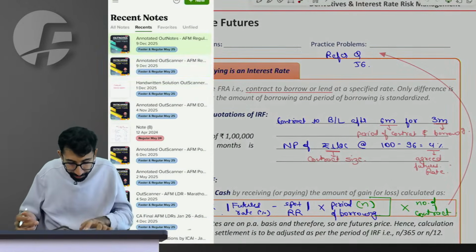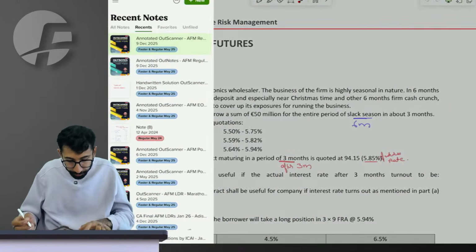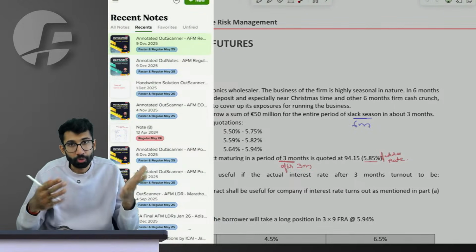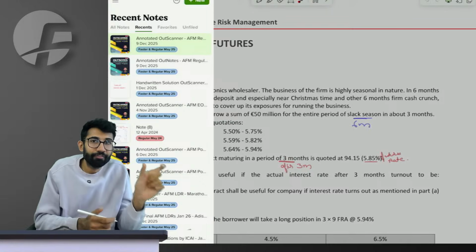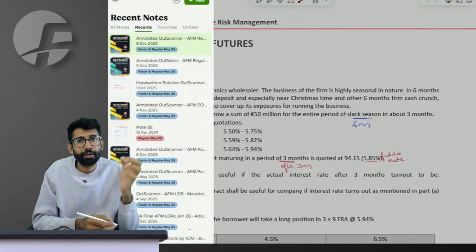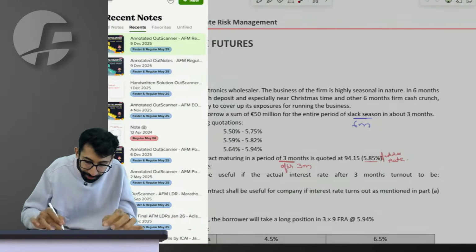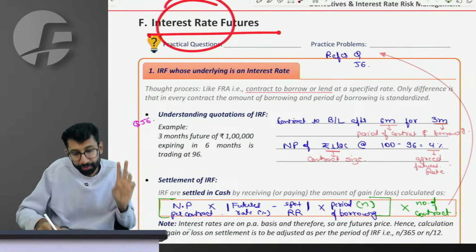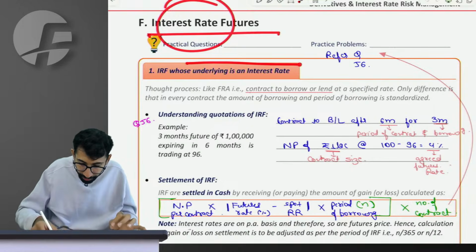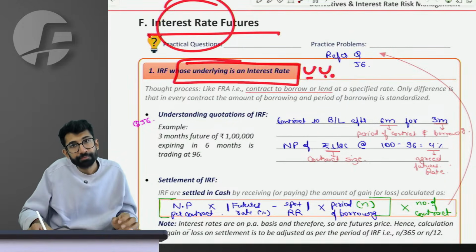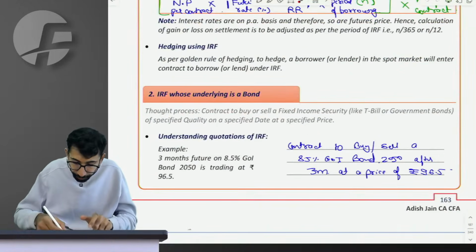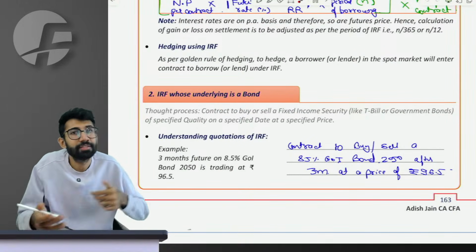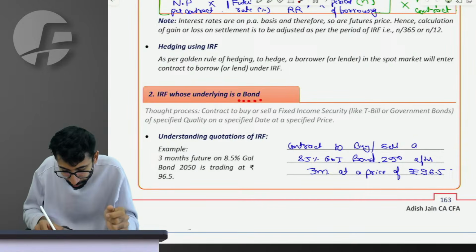Sir, on interest rate futures, if you observe, FRA has only one type of contract to borrow or lend. Similarly, cap floor is only one type of contract to borrow or lend. In interest rate futures, we have two types of contracts. One type is a contract to borrow or lend, and another is a contract to buy or sell. Sir, how can interest rate have a buying or selling contract?